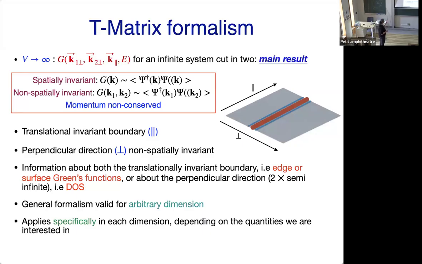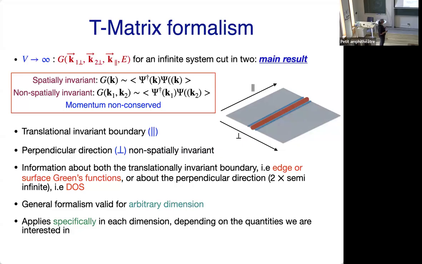Again, I said that before, a boundary is translation invariant, so I have one momentum in this direction and two momenta along this direction, because this direction is non-spatially invariant. So from here, I can get information about the translation invariant boundary, and this can be an edge or a surface or a point, or about the perpendicular direction.